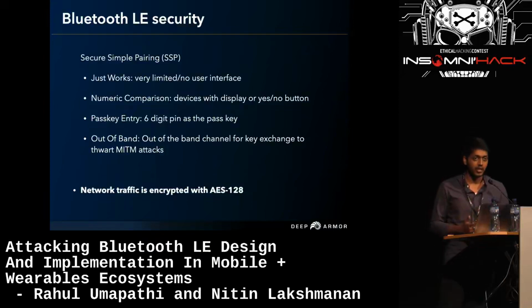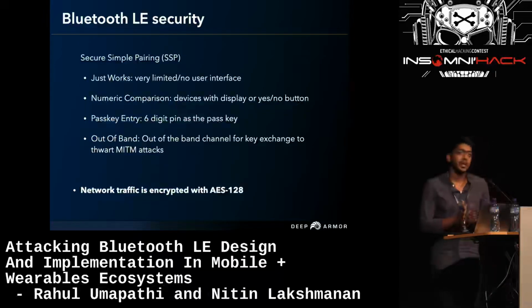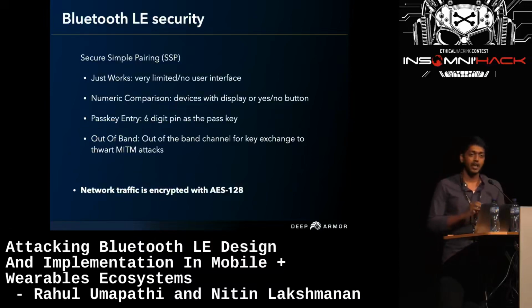And there is numeric comparison, where the same number has to be entered in both the device and the smartphone so that it gets paired. The third one is passkey entry, where there will be a passcode which needs to be entered in the device to get it paired. And the fourth one is out-of-band pairing, where an external protocol is used to pair these devices. For example, NFC is used to pair the devices, like bumping the device and the phone into each other, and the keys get exchanged. Once this pairing process is successful, the communication will be encrypted using AES-128.